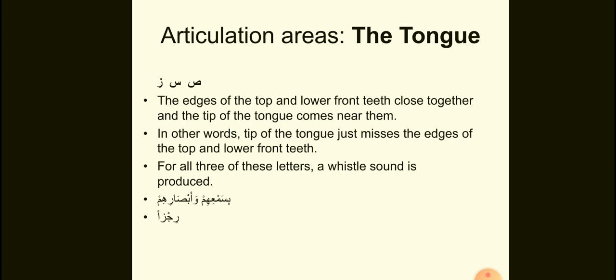And what else can we find as mistakes for the Sad, the Sin and the Zai? For the Sad, we should separate it from the Zai. Many are mixing them together. They say, for example, qasdu sabil, instead of qasdu, she's saying qasdu. Here, the Sad is mixed with the Zai.